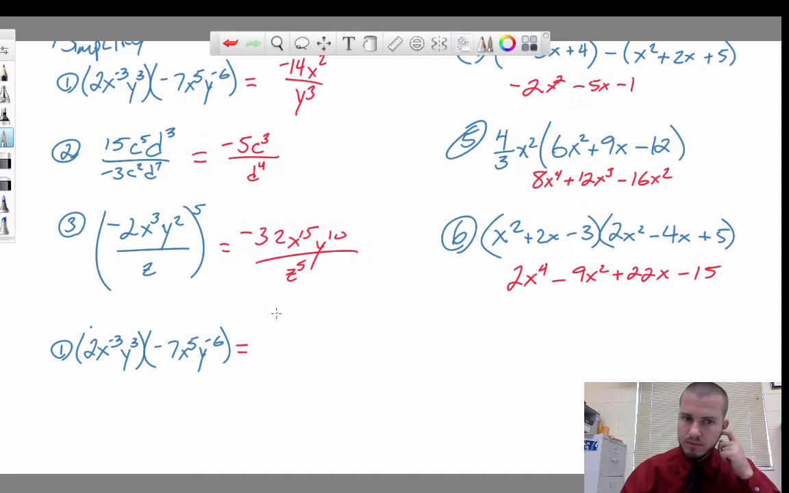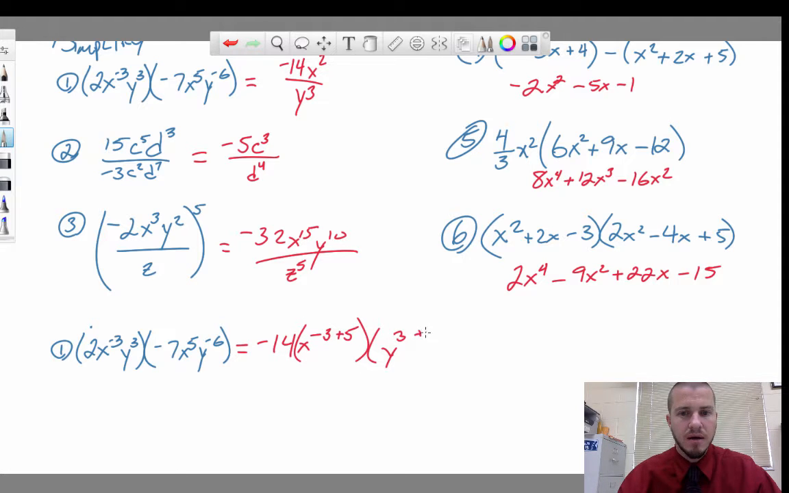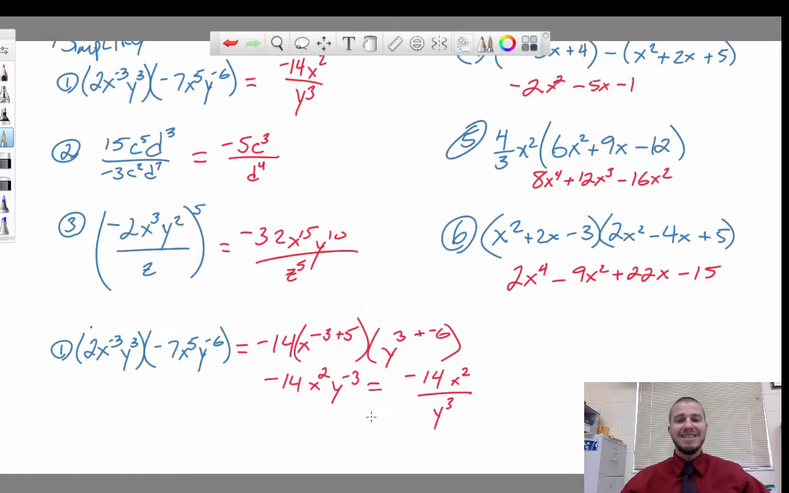Stick 'em up. All right, so for this first one, the two coefficients, you're going to multiply to get negative 14. The x's, I'm adding negative 3 plus 5. And then the y's, I'm adding positive 3 and negative 6. So that's going to become negative 14, x to the second, y to the negative third. And because you have this negative 3 as the exponent, that moves to the denominator. So I have negative 14 x squared over y to the positive third. This 14 stays in the numerator because the coefficient itself is a negative, not the exponent. You only move it if the exponent is a negative.